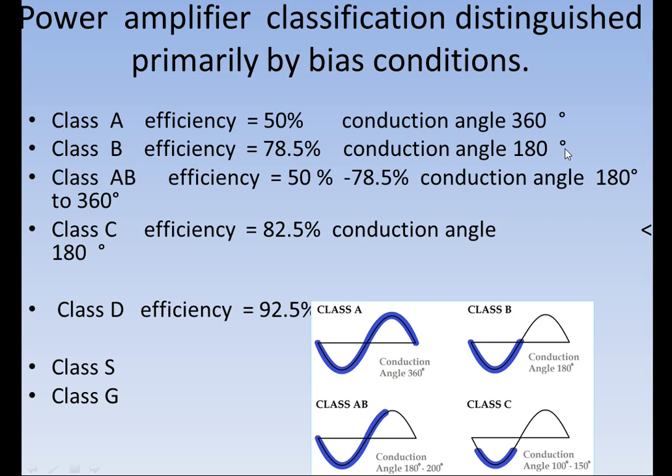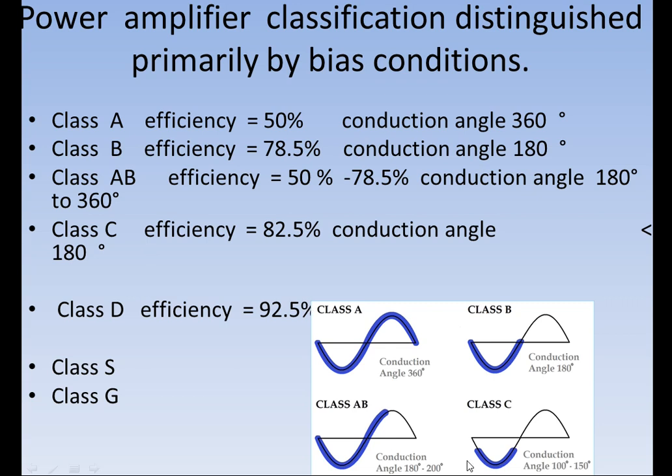In class B, the conduction angle is 180 degrees. It conducts only for the half cycle, and its efficiency is 78.5%. Similarly, class AB means between A and B. It conducts for more than 180 degrees but less than 360. This is called class AB, and its efficiency similarly lies between these two ranges.